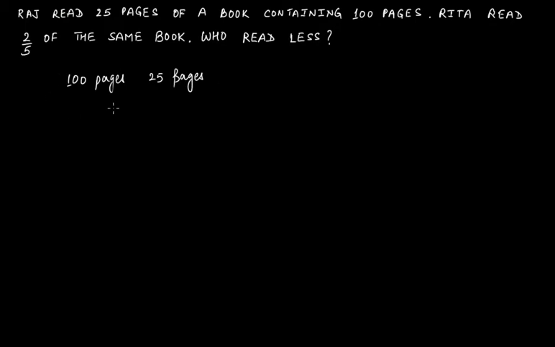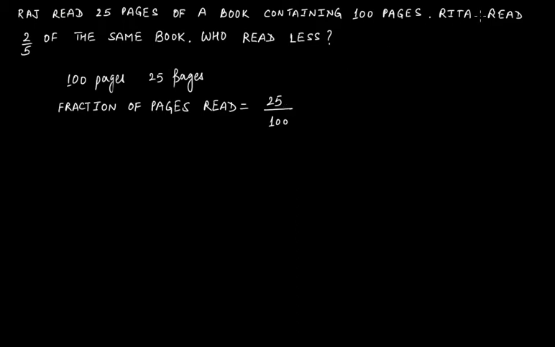So total 100 pages, 25 pages read. Fraction of pages read, or fraction of book read, whatever you want to say. So since the total number of pages are 100, that is, a book has 100 equal parts, you can imagine it in that way. Raj has read 25 pages, so this is the fraction actually Raj read.